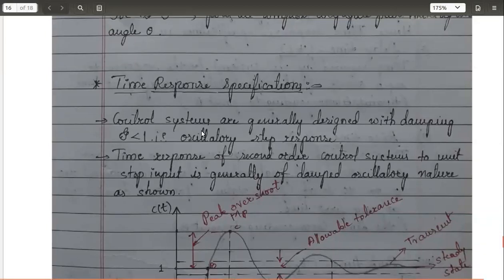Now coming to some of the points which I have highlighted here. Control systems are generally designed with damping, that is zeta, less than 1. We have already seen this time response C of t for this case, when the unit step signal is applied as the input. The response was something like this. At the end, it tries to attain a steady state. The steady state value is 1.